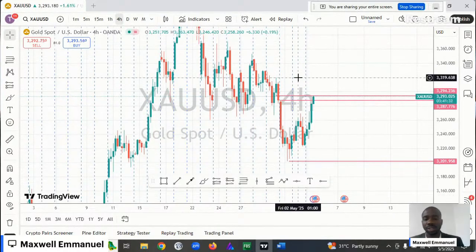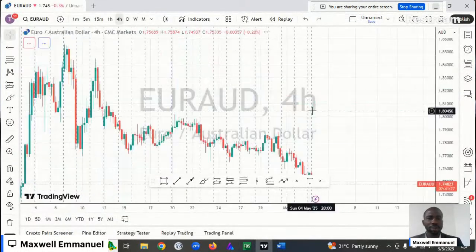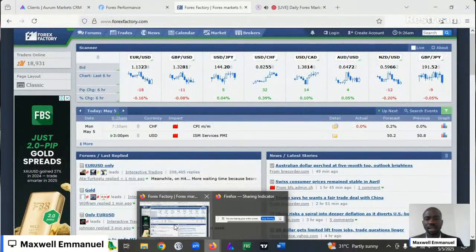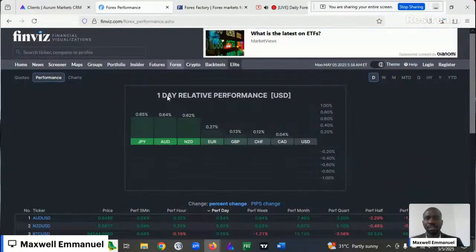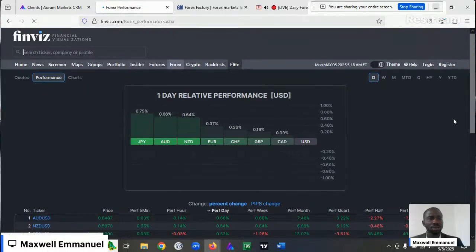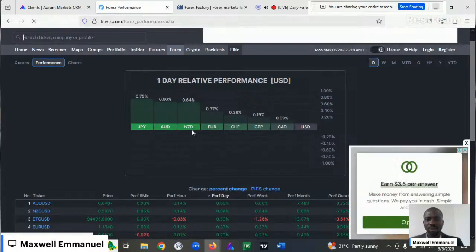Okay, so let's see Euro Aussie. Euro Aussie, I think, has been bearish. So let's see what we have on Finviz. Let's see which of the currencies are strong. So JPY is the strongest at the moment. Then next is Australian dollar, followed by New Zealand dollar. These are the strongest currencies at the moment. USD is the weakest, followed by Canada.